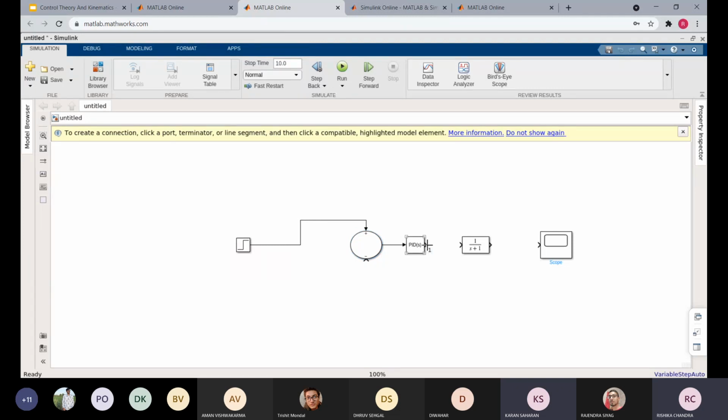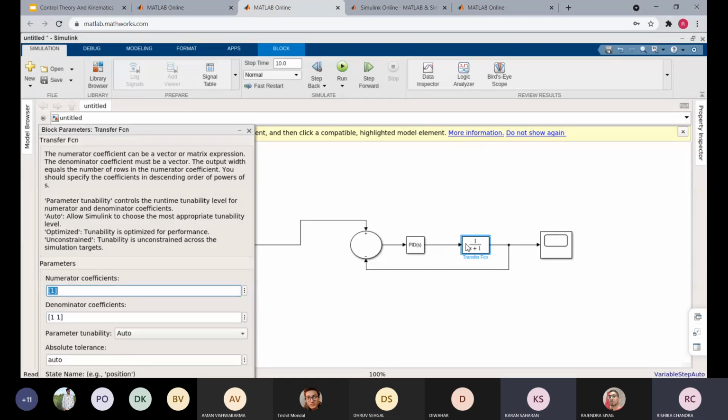Same way, connect the PID to the transfer function, the plant, and connect this transfer function to the scope. Okay, now we'll get a feedback from the output and connect it to the summer. Yeah, done.